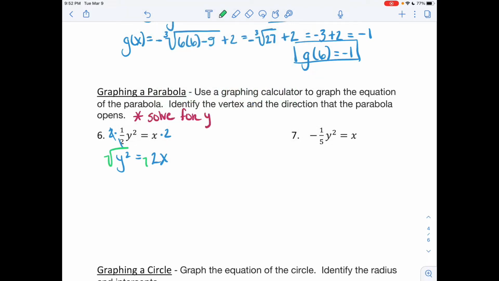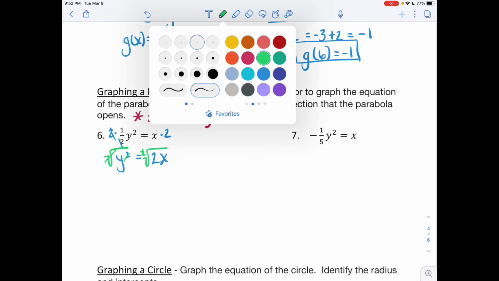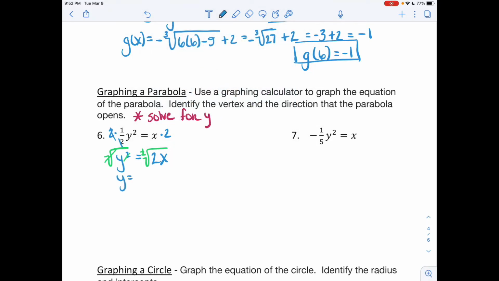So I'm going to take the square root of both sides so that my square root and my squared cancel. However, when I take a square root or any even root in order to solve, remember that we have to have a plus and minus, so don't forget the plus and minus. This will give me y is equal to plus or minus square root of 2x. So we're going to plot each of those as separate graphs and look at them kind of overlaid.